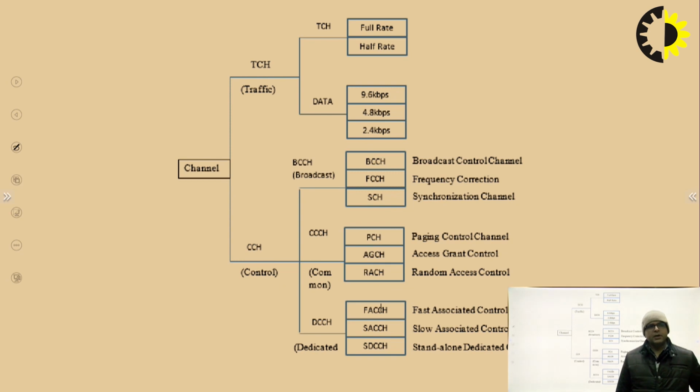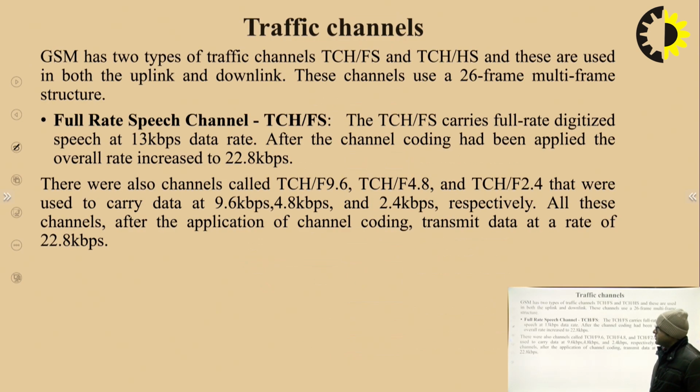This is the classification of channels. The channel is divided into two parts, traffic channel and control channel. Further, traffic channel is divided into speech channel and data channel. And the control channel is divided into three parts: broadcast, dedicated, and common control channel. So this is the complete classification of GSM channels. First we will discuss traffic channel.